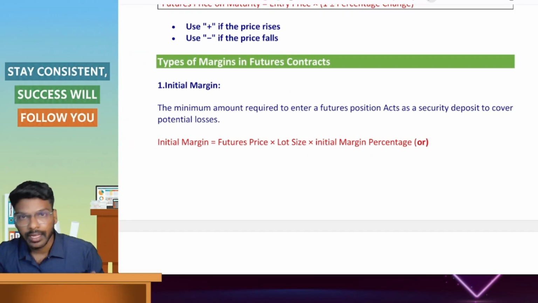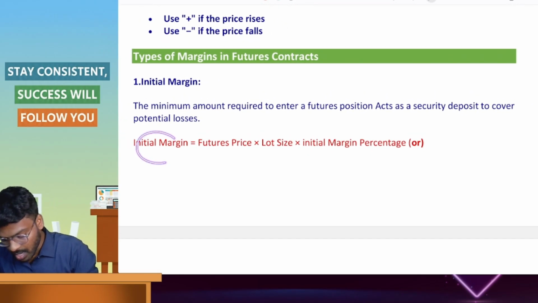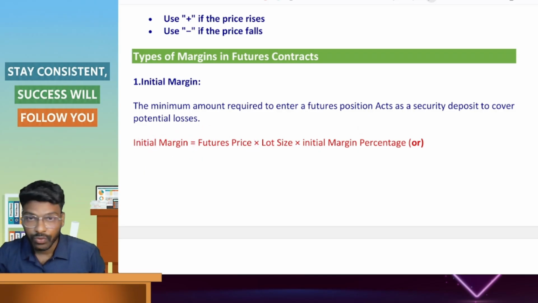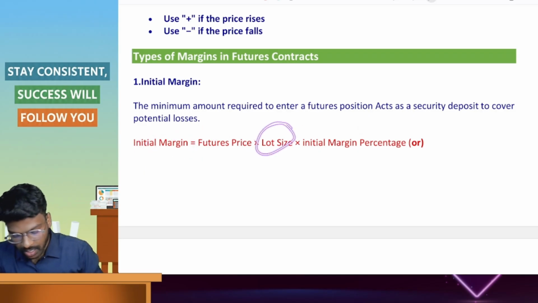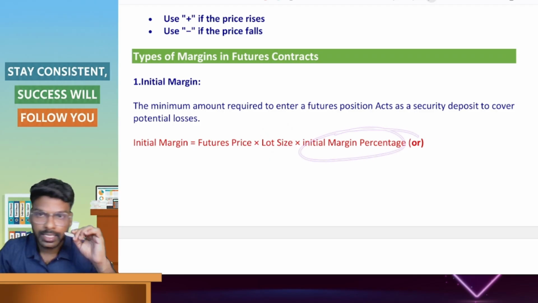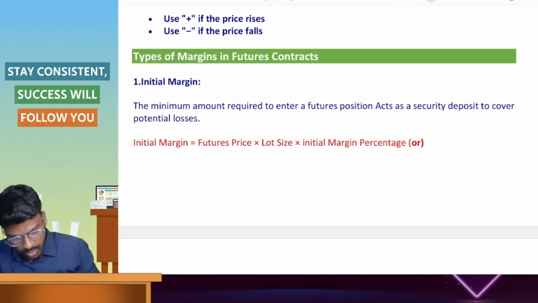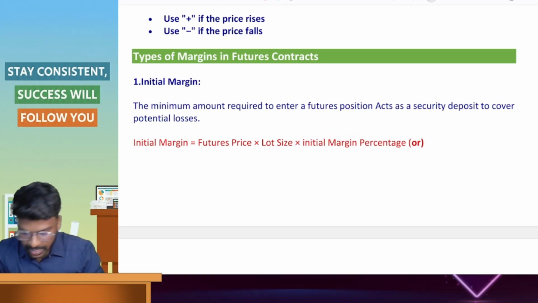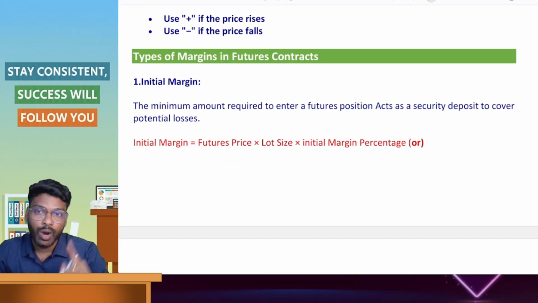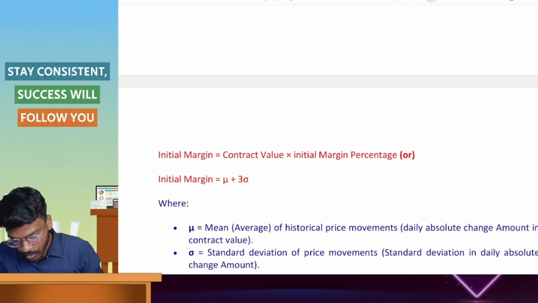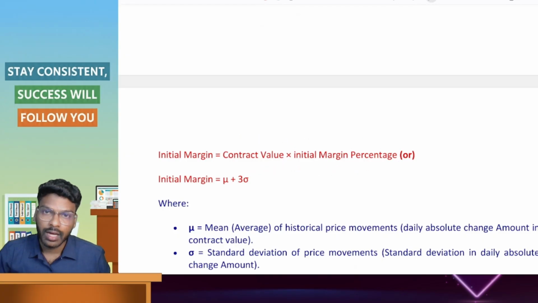Initial margin can be computed using two formulas. Initial margin equal to futures price multiplied with lot size, if the initial margin percentage is given on the contract price. If initial margin is given on the contract price, we have to multiply the futures price into lot size, which will give you the contract price of one futures contract. Or it can be computed using the contract value multiplied with the initial margin percentage.